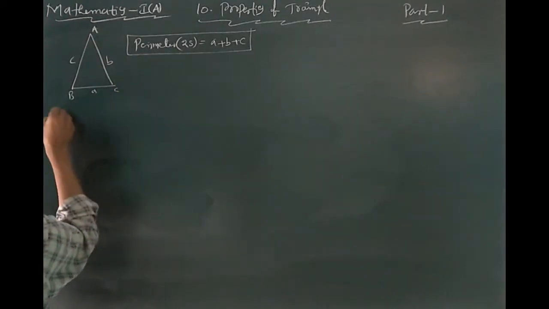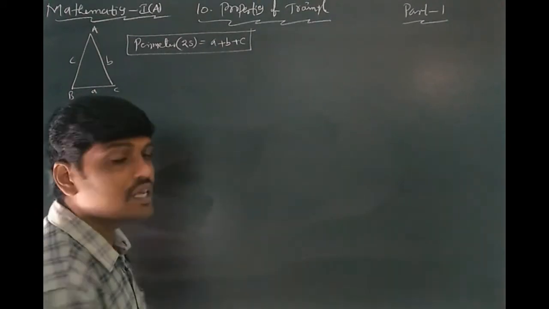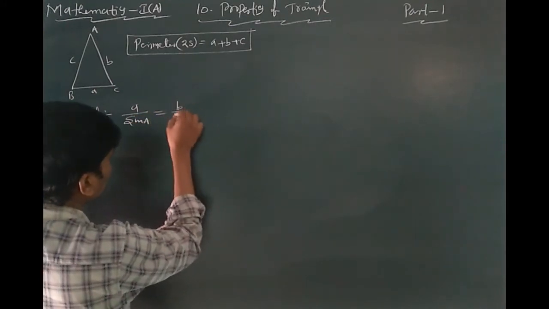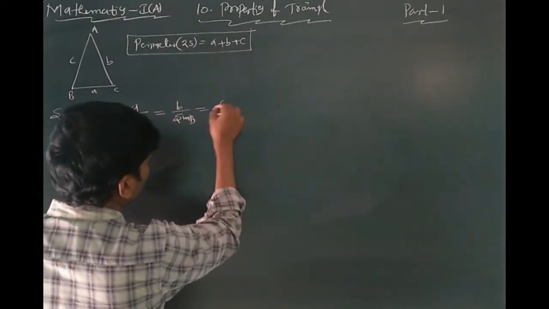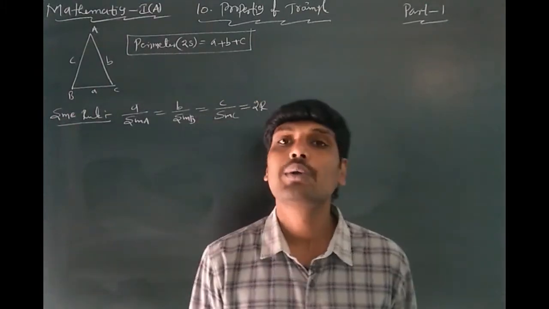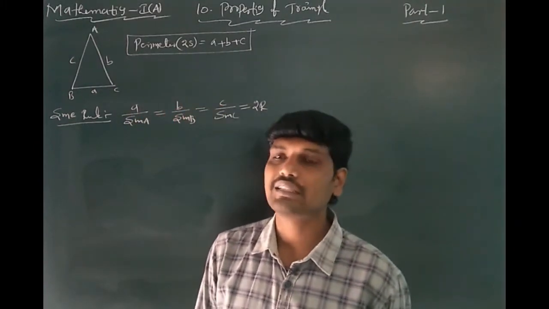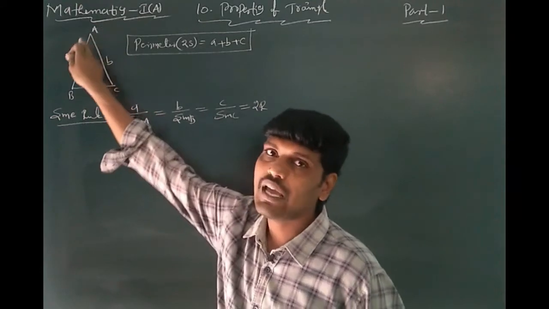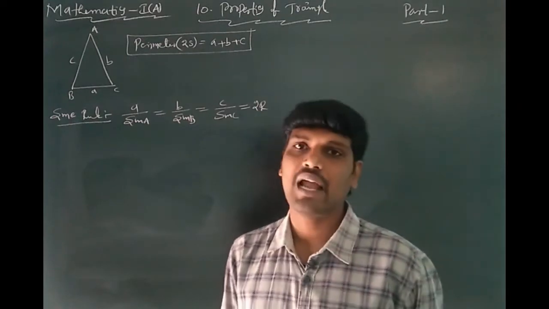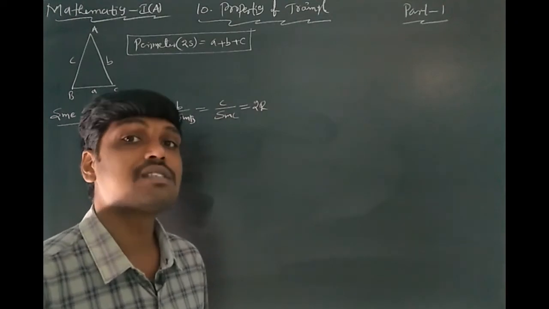What is the first law? Sine rule or sine law. What is the sine rule? a by sin A is equal to b by sin B is equal to c by sin C is equal to 2R. Here small a, b, c are the lengths of the sides BC, CA, AB respectively. Here capital A, B, C are the angles of triangle ABC. And R is the circumradius.